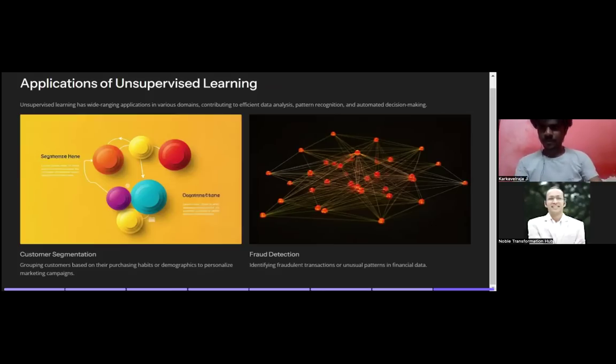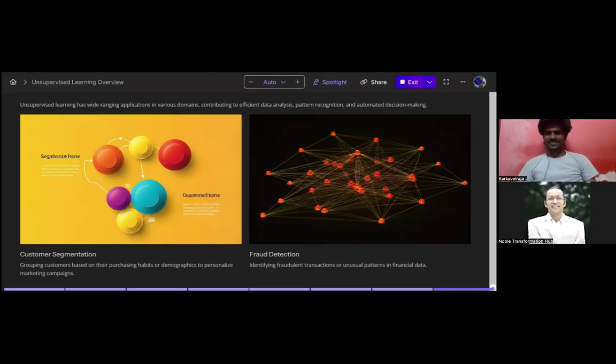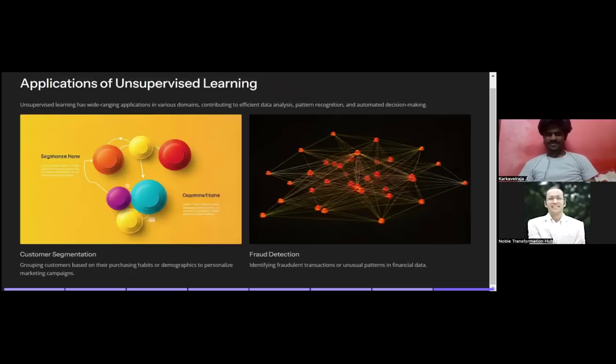Yes. So, guys, applications of unsupervised learning. Whenever you read all these terminologies, split them into different syllables and you will understand the meaning. I'm giving you simplicity in how you can interpret any concept. Customer segmentation is one of the applications: grouping customers based on their purchase habits, and that can be in any industry.